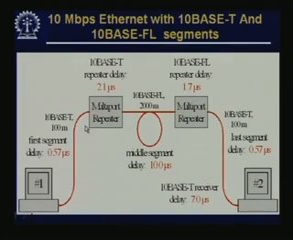So, here you can see there are some 10 base T repeaters and then 10 base FL segments. FL, if you remember, is for fiber optic cables. This is just to give you an idea about the various delays which are involved. So, first segment delay is about 0.57 microseconds for this 100 meter segment.